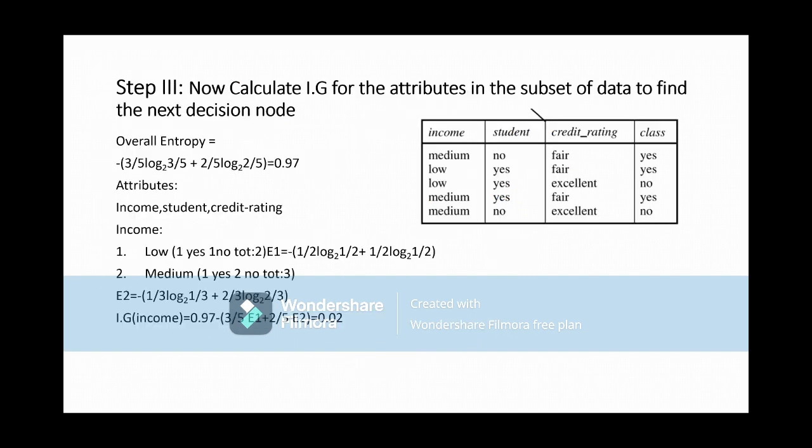So let us consider the right side subset, and taking it as a given subset, we have to calculate the information gain. For this, the overall entropy can be calculated for these 5 rows. So out of 5, there are 3 yes and 2 no's. So using that value, you have to calculate the overall entropy for this subset, and the attributes are income, student, and credit rating. So for income, there are two categories, low and medium. For low, I'm having 1 yes and 1 no, and for medium, I'm having 2 yes and 1 no.